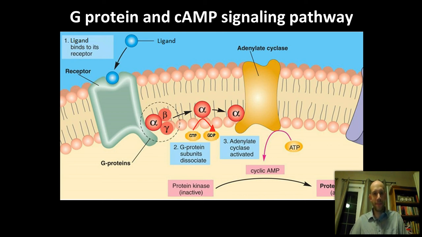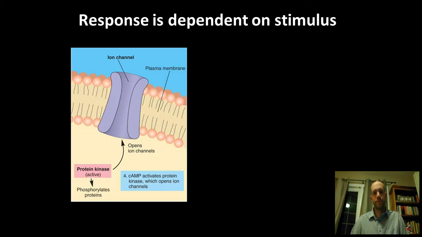So, key steps here. The ligand binds to the receptor, which causes the G protein on the inside of the cell to dissociate. The alpha subunit activates the adenylate cyclase, and the adenylate cyclase produces this cyclic AMP or cAMP. The cAMP, the secondary molecule, is activating protein kinases. And remember, the protein kinases are what gets stuff done in the cell. So, for example, the protein kinase might open an ion channel. It might phosphorylate other proteins.